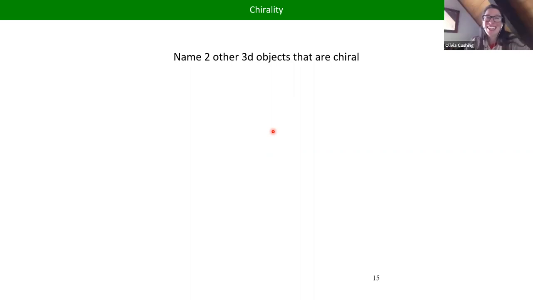Your feet. Feet. Would it maybe be looking at the front of the car, because you could distinguish which side is the left side and right side? Yeah. If you took the mirror image of your car, then the steering wheel is on the right-hand side instead of the left-hand side. So cars would be chiral. They don't look like it from the outside necessarily, but if you consider where you would sit to drive, then absolutely.